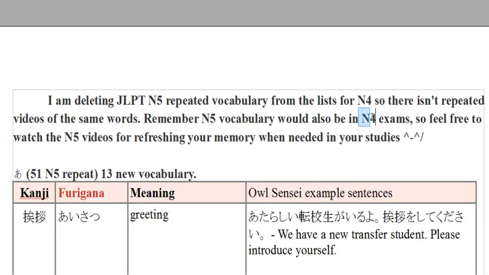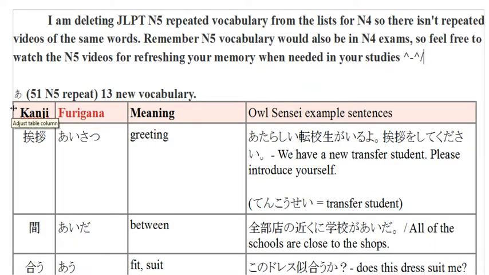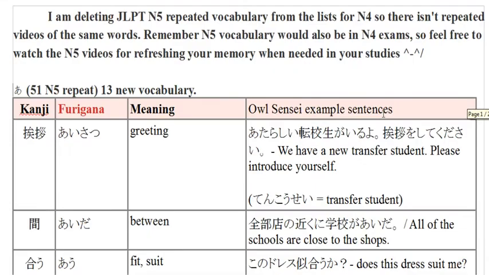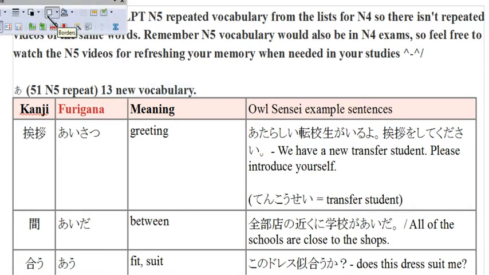So for N4, just to make the videos a bit shorter, I'm going to get rid of the N5 repeats from the list, and just do the N4. Again, feel free to watch the N5 ones for refreshing your memory when you need to. For example, with A, there were 51 words that were repeated from N5. And the only 13 that were not in N5 are obviously just the new vocabulary, so that's what we're going to do, just the 13 that are new.